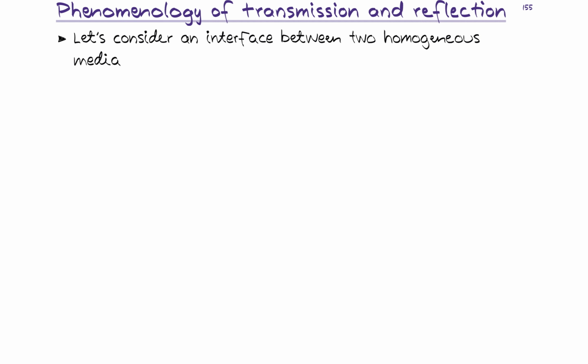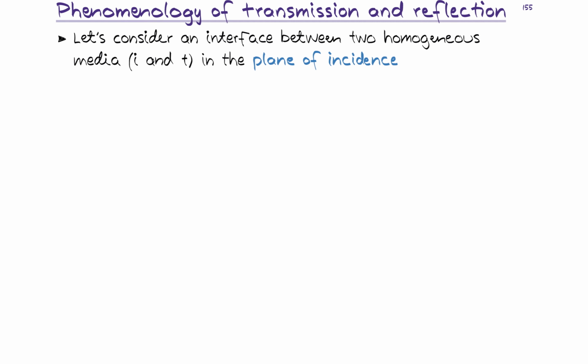We can even assume that it's atomically smooth, or at least smooth with respect to the order of the wavelength of incident radiation, so that the surface smoothness doesn't do much to disturb the reflection / refraction of light. And these two media, let's denote them with two indices, I and T.